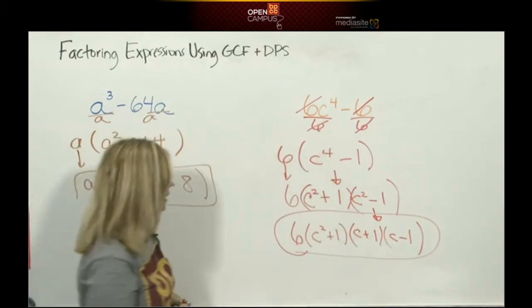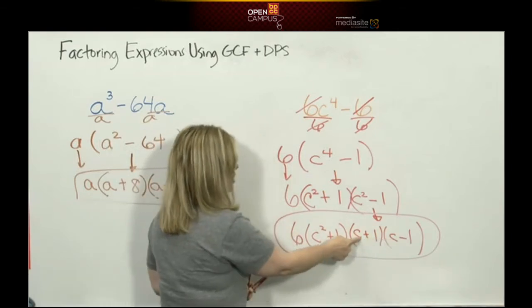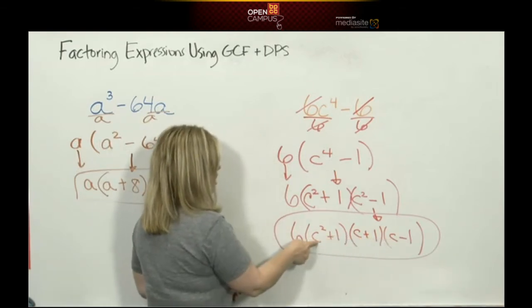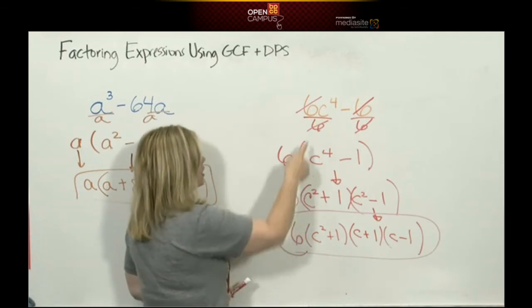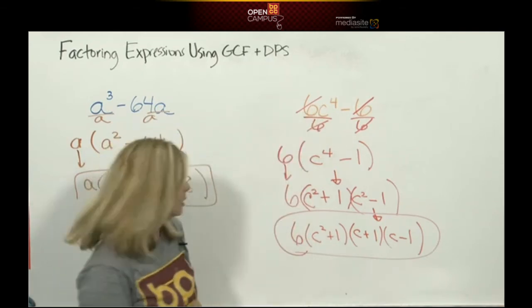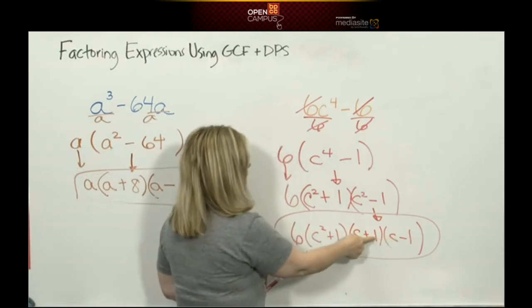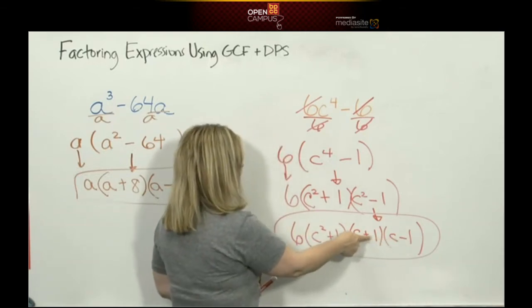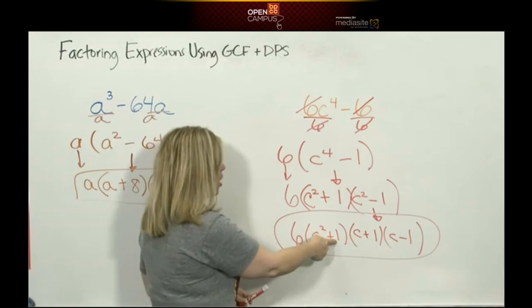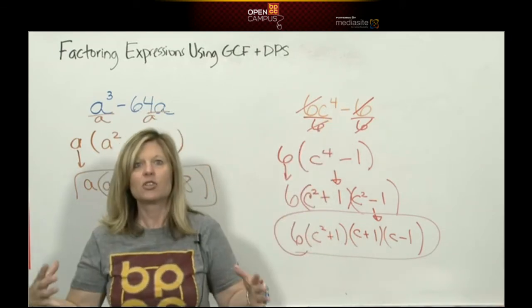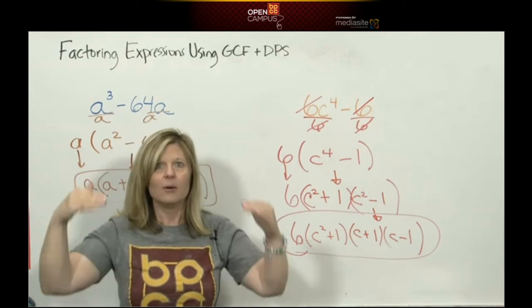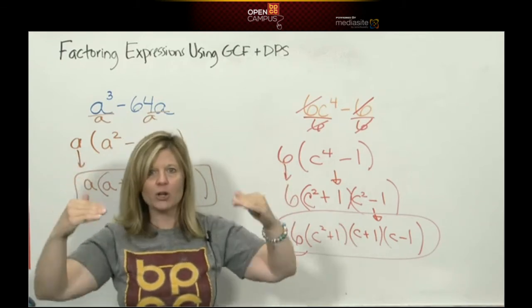You can check it. If you multiply c times c, you get c squared. C squared times c squared would be c to the 4th. C to the 4th times 6 would be 6c to the 4th. Negative 1 times positive 1 is negative 1. Negative 1 times positive 1 is negative 1. Negative 1 times 6, negative 6. So be careful. When we factor, you want to go as far as you can go.